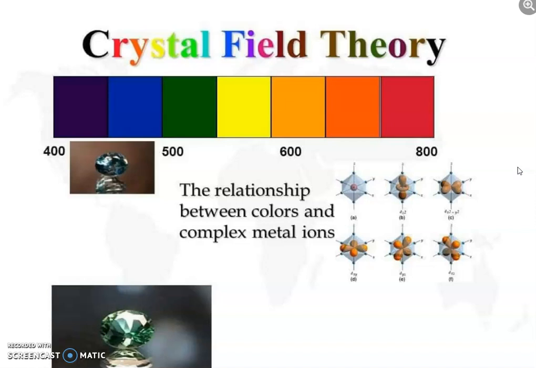Today in this video, I am going to talk about crystal field theory. What is crystal field theory and why is it important in inorganic chemistry? First I will show you this color, and this color has some values: 400, 500, 600, 800. What is the meaning, and why is the color picture here? You know the relationship between colors and complex metal ions. Okay, so you have the dz square, dx square minus y square, dxy, dyz, dzx.